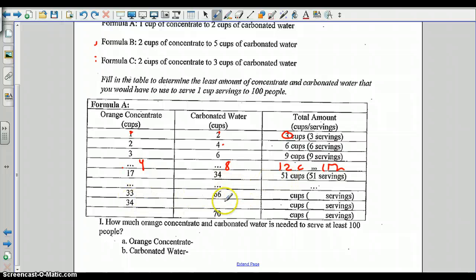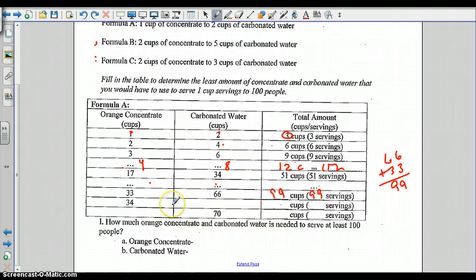So let's get to where we're actually filling in the blanks here. I'm going to skip this line. This is done, only it doesn't have the servings. So let's look here. If we have 33 cups of this, 66 cups of that, well, if I put those two numbers together, it looks like it's 99. So that would be 99 cups, which would make 99 servings.